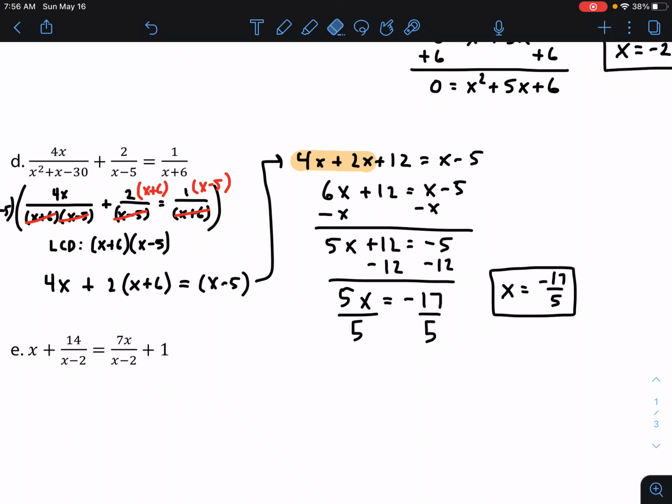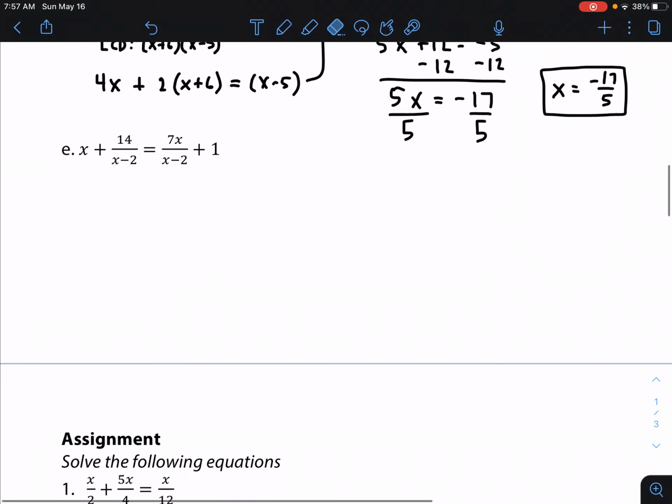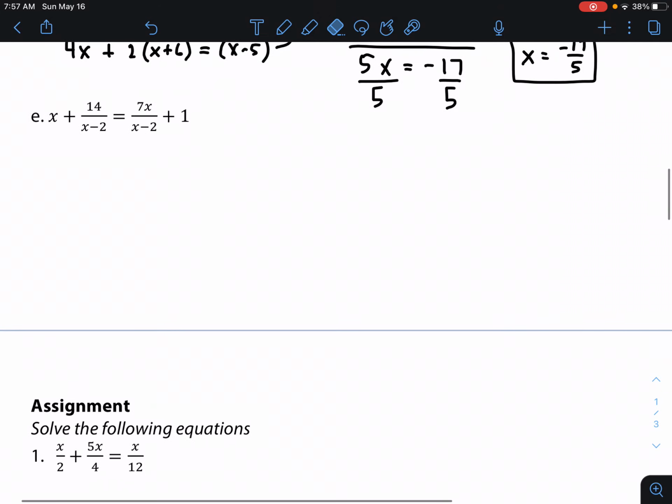One more. Now, double check, right? Do we have to worry about one of the denominators becoming 0? And the answer is no, because we have this weird fraction. If we would have ended up with a +5 or a -6, then we would have had to eliminate one of those two answers, but we don't have to in this case. All right, one more.